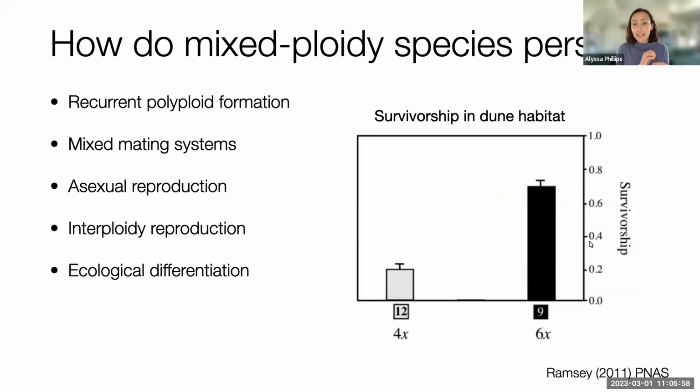What they did was they transplanted tetraploids into this dune habitat and measured survivorship, and found that the hexaploids had higher survivorship in their dune habitat, suggesting local adaptation. But what they also found is when you take neo-hexaploids from the tetraploid populations and grow them in the dune habitat, they have a higher survivorship than the tetraploid, suggesting that this first generation of polyploidy provides some kind of adaptive benefit to this new habitat. And so really, I'm just broadly interested in this question of how mixed-ploidy species persist, what strategies do they use, and how does that affect other population level processes?